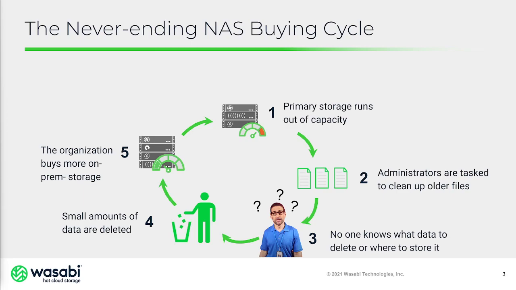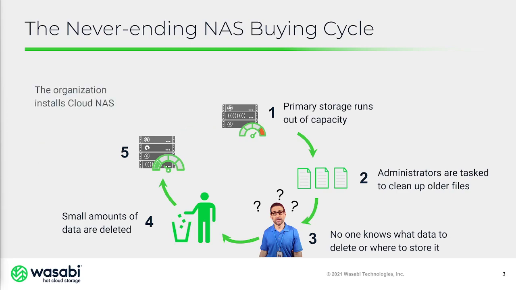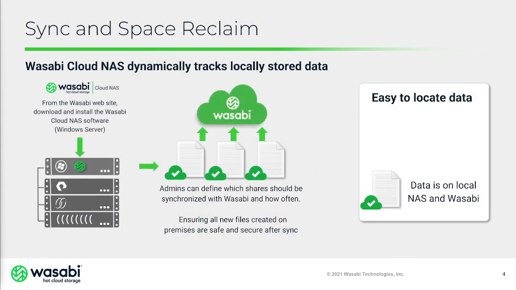Now, the idea of Cloud NAS is we can break the never-ending buying cycle by introducing Cloud NAS into the infrastructure. Instead of just buying more additional hardware, we'll automatically move those older files out to Wasabi, clearing up all that space on the on-premises file system to allow more data to be saved locally. We do this with two methods. The first is sync, and the second is space reclaim.